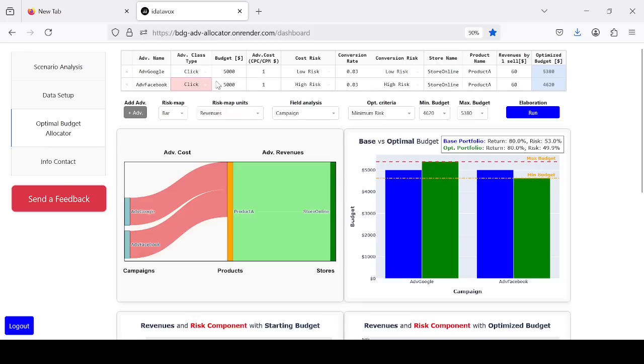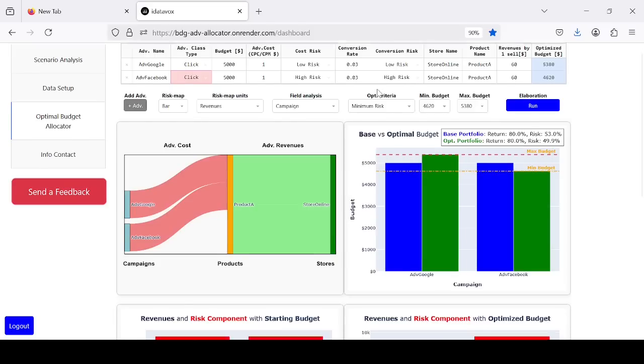However, there's a key difference: risk levels. The differences in risk profiles of the two campaigns are accounted by the cost risk and the conversion risk fields of our table. Ad Google has a low-risk profile while Ad Facebook has a high-risk profile with greater uncertainty. And this is where budget optimization matters.